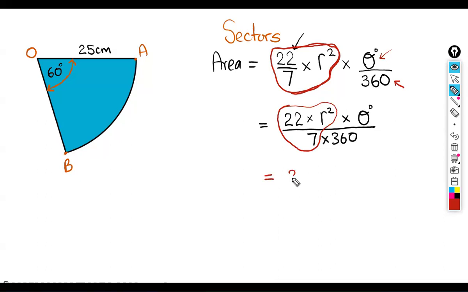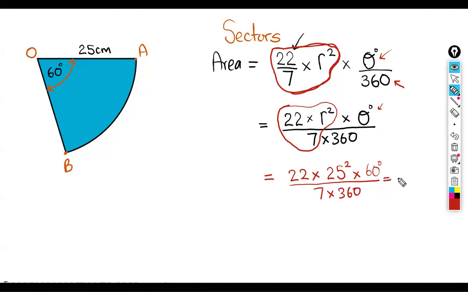So anyway, let's go ahead. 22 multiplied by the radius squared. A lot of people are forgetting to square the radius. The radius is 25, so it's 25 squared. How much is the angle? The angle is 60 degrees. And we have to divide it by 7 multiplied by 360.